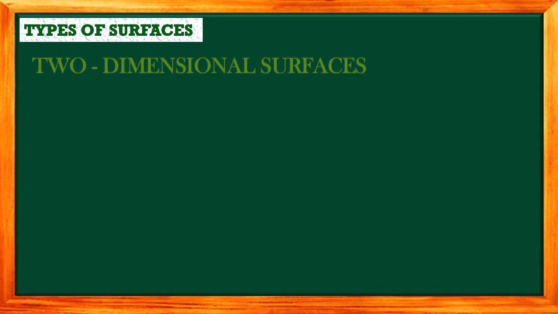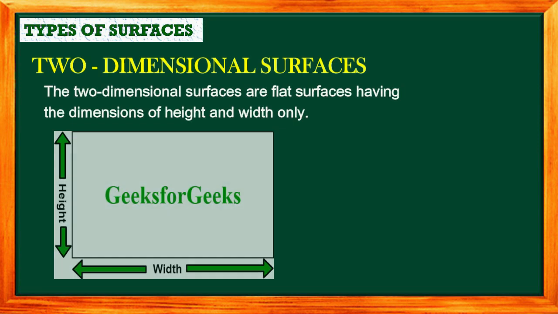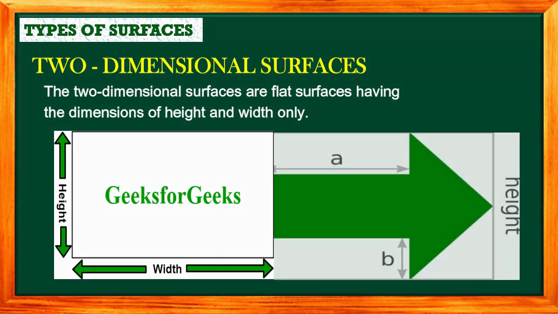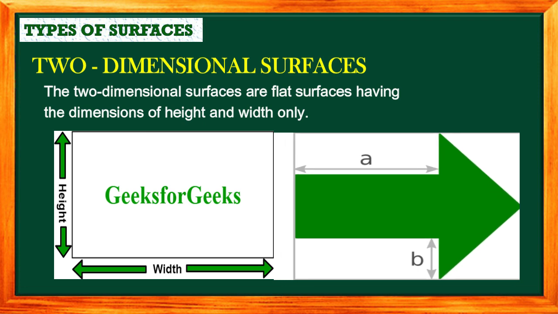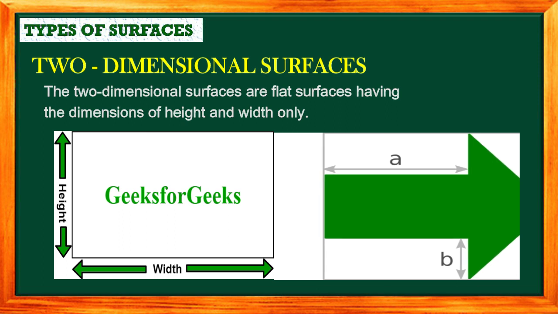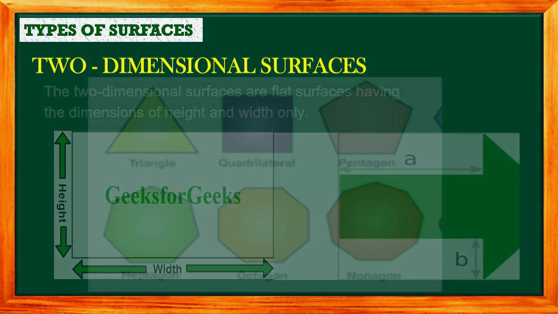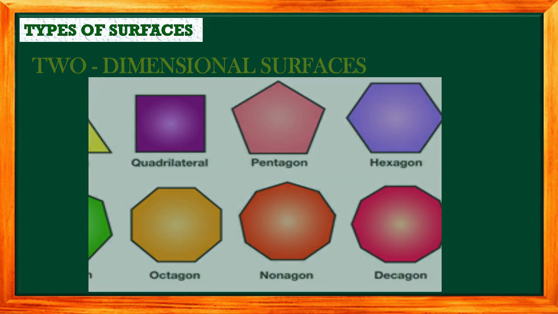Number 4. Two-dimensional surfaces. Two-dimensional surfaces are flat surfaces having the dimensions of height and width only, having their elements organized in terms of a flat surface, especially emphasizing the vertical and horizontal character of the picture plane. The following are examples of two-dimensional surfaces.